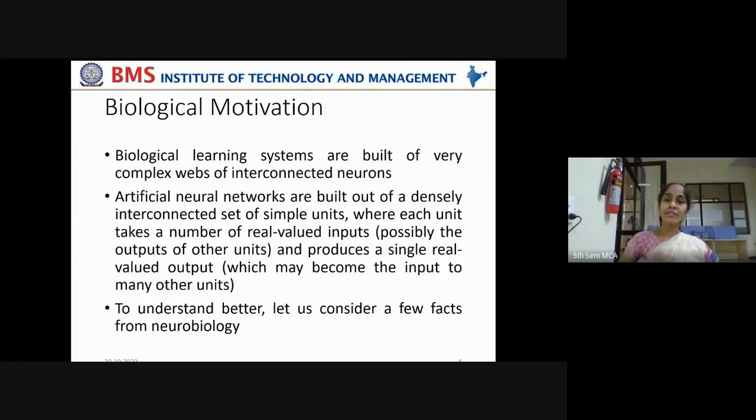Now, biological learning systems are built of very complex webs of interconnected neurons. Everywhere there are lots of neurons interconnected, and each neuron fires a particular action to the next neuron, and that fires further to another neuron, and that fires, and so on. Up to 100 to 200 or 300 firings of neurons should take place in order to make you feel that your fingertip is itching, right? For that, very complex firing of neurons will take place, that much complex communication between the neurons will take place.